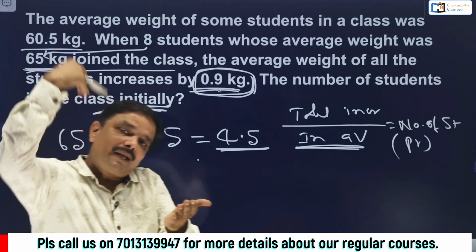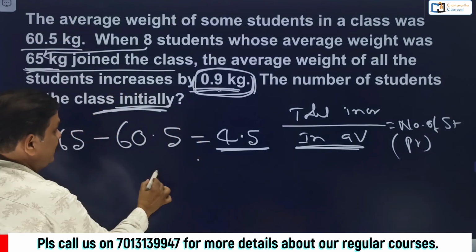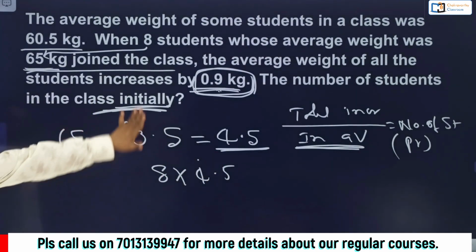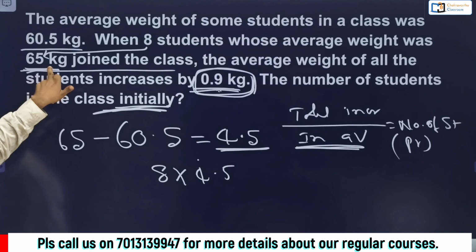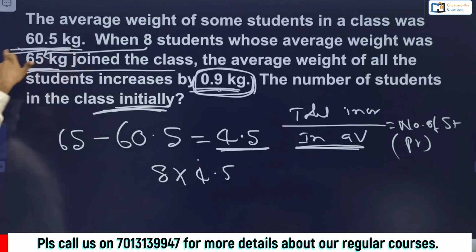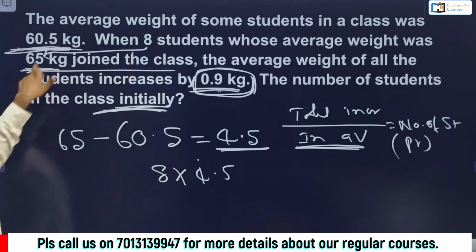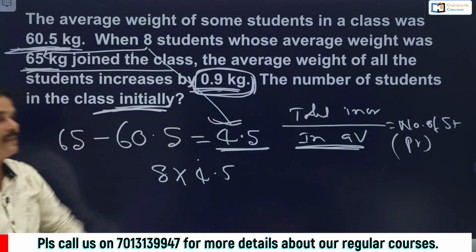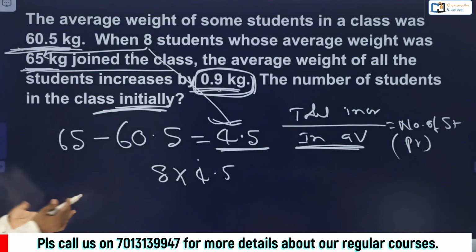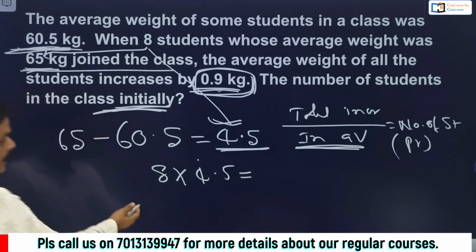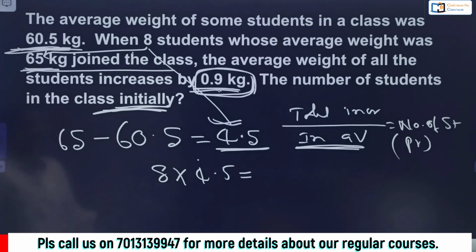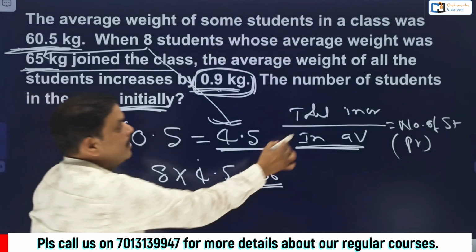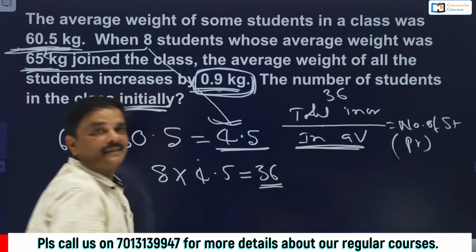So what is the total increment? That is 8 into 4.5. Now we got the idea. The new students' average is 65, the previous students' average was 60.5. For these 8 students, on an average 4.5 kgs has been increased. Now what is the total increment? 8 into 4.5: 8 into 4 is 32, then 8 into 0.5 is 4, total 36. Now see, students, here the total increment is 36.